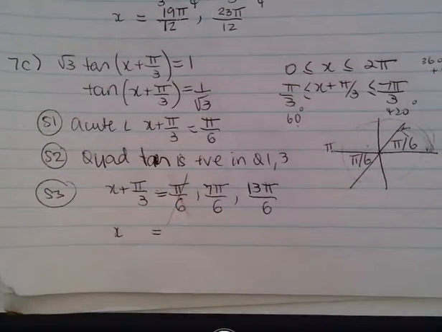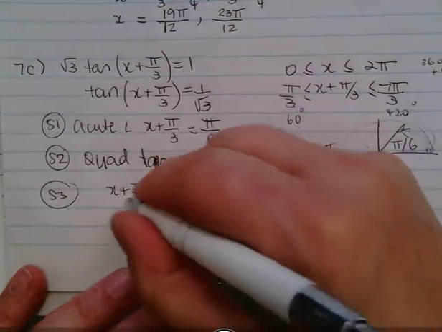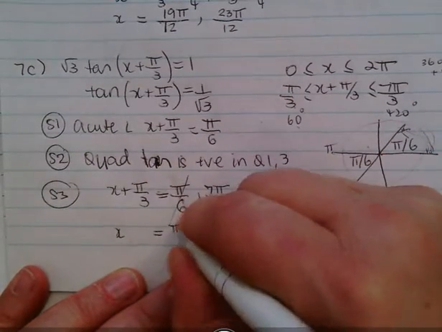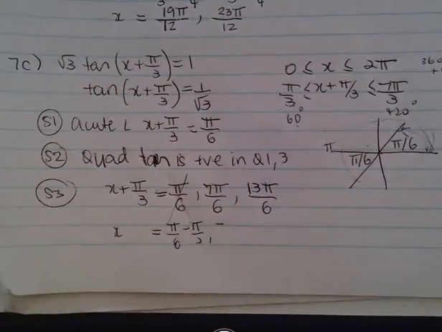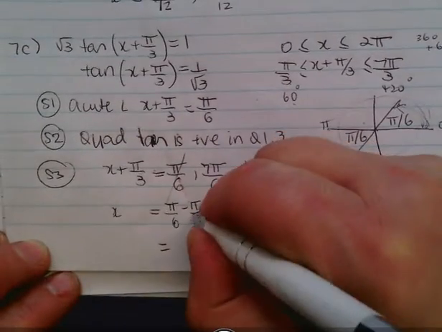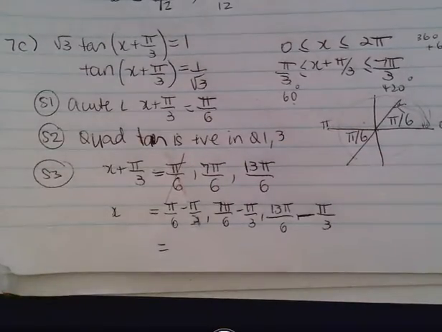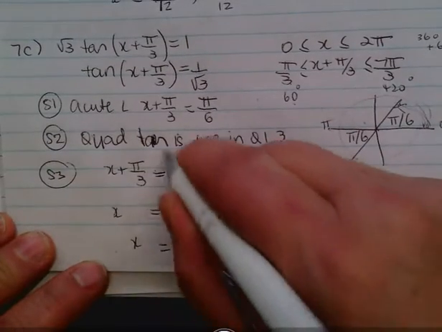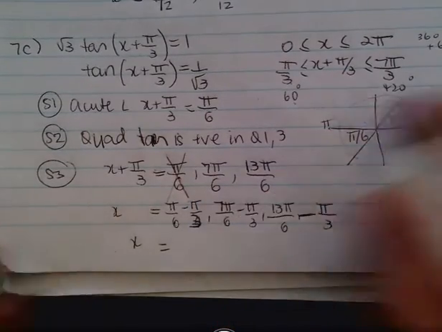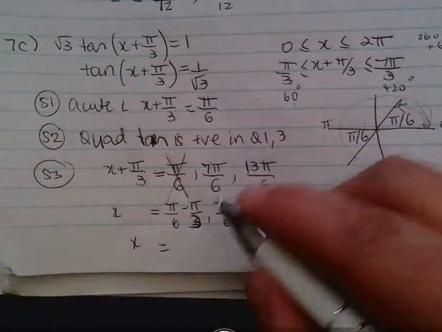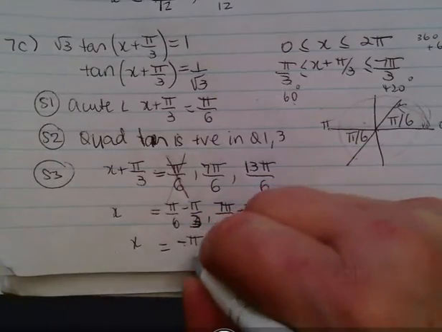Let's say you didn't realize it. You would just keep working. Now I need to subtract pi on 3 from each of these, right? And this is what you would get. Let's say you didn't pick up here that it's not a solution. You would end up with pi on 6 minus pi on 3. That's 1/6 minus 1/3. It would be negative pi on 6.